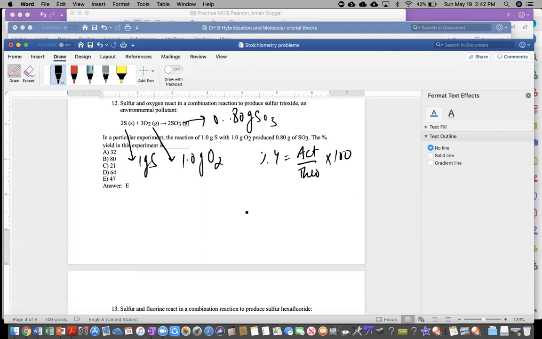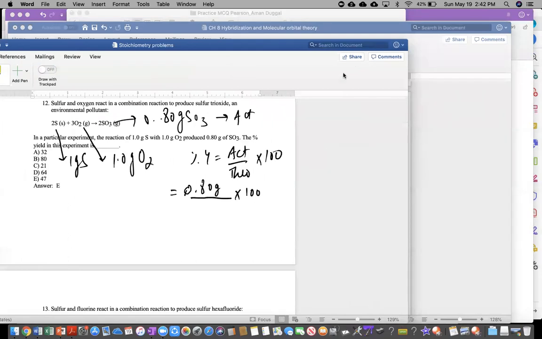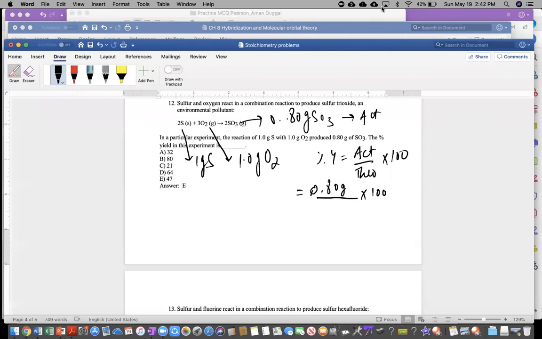That's great. So we were doing actual over theoretical. Actual is what we get to know. They're saying when you did the experiment, we reacted 1 gram of sulfur with 1 gram of oxygen, and we made 0.8 grams of SO3, right? So this is what we actually made. This is the actual yield. So we know the number on the top, which is 0.8 grams actual. We don't know the theoretical, right? Does that make sense, guys? Yeah, that makes sense. You good? Okay.